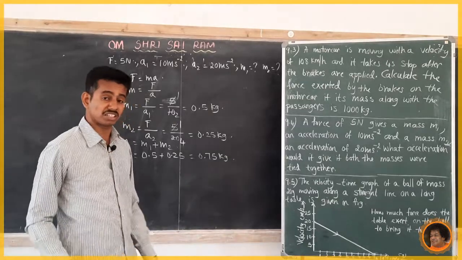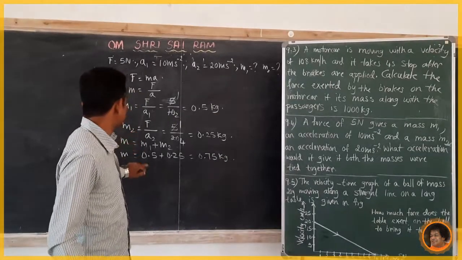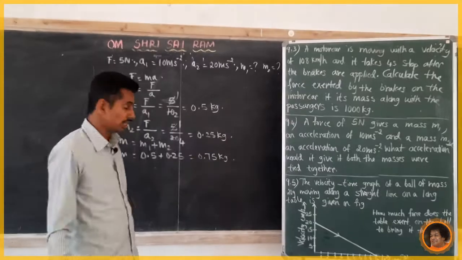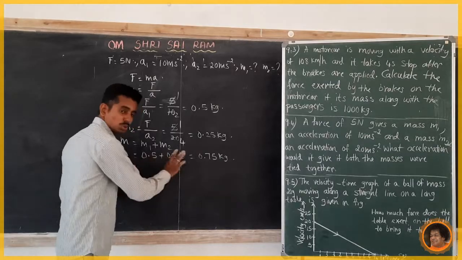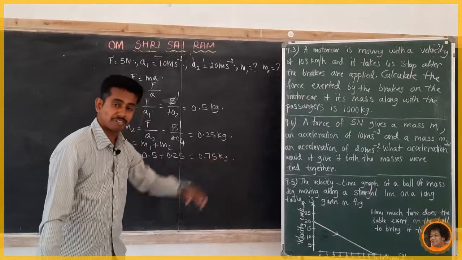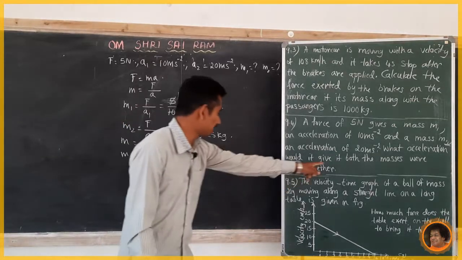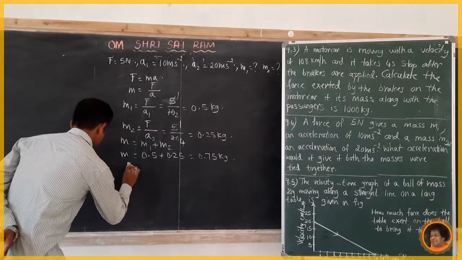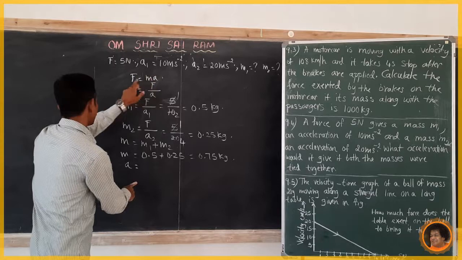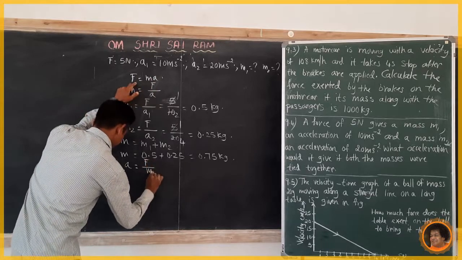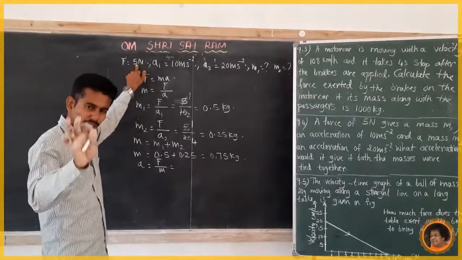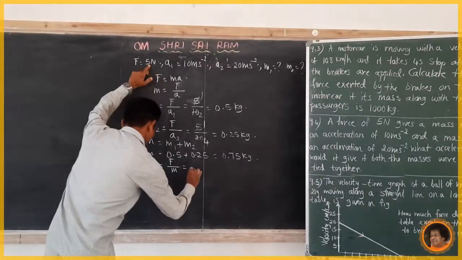Now you have to calculate the acceleration. The first object's mass is 0.5 kg and the other object's mass is 0.25 kg. If tied together, we add these two to get the total mass of the two objects, that is 0.75 kg. How do we calculate the acceleration? Using the formula F equal to ma, so a equal to F by m. F is the same, 5 Newton of force is applied, so 5.